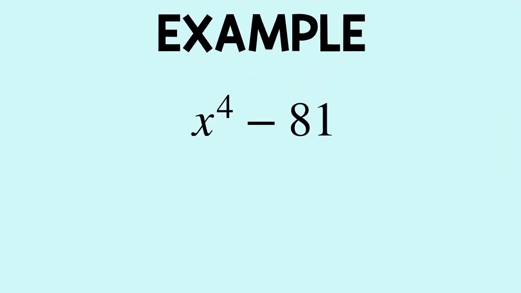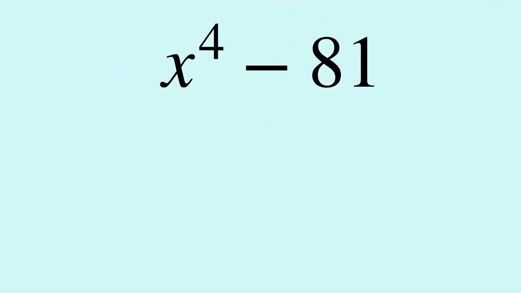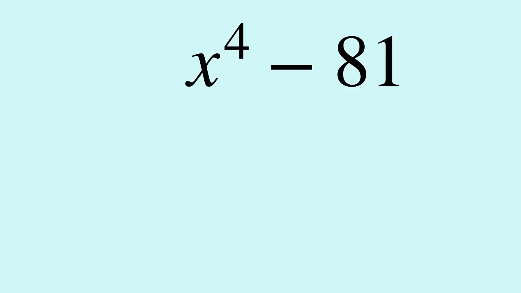So remember, always look for a GCF first, but it doesn't look like there is one, right? Is there a GCF of 81 and x to the 4th? No, there's not, right? The only thing we could take out is a 1, but that wouldn't really do anything for us.